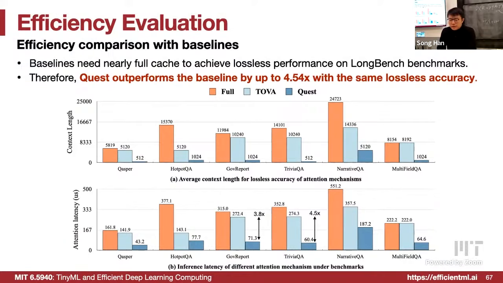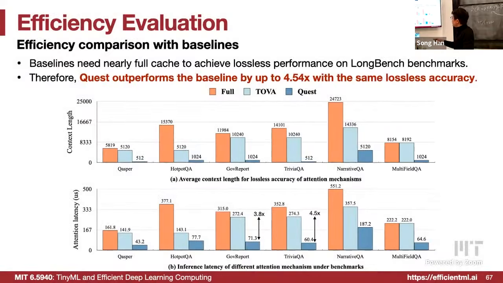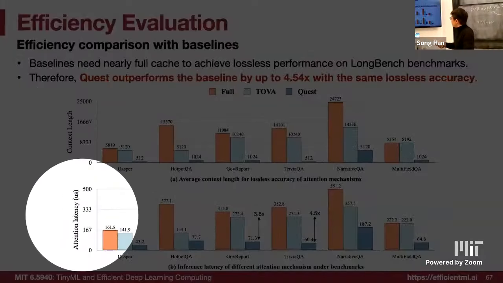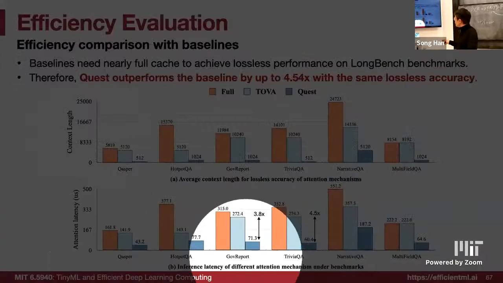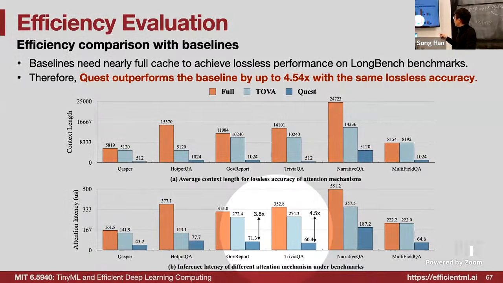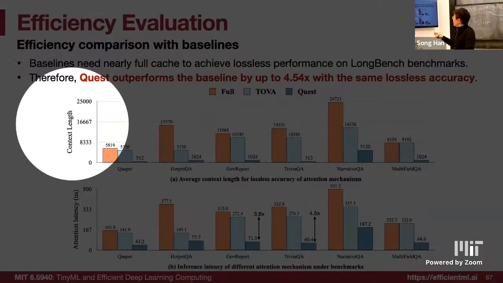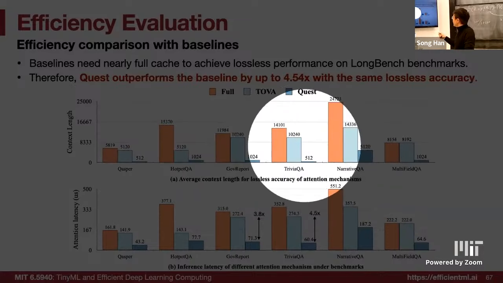So this is more results for efficiency comparison. Baselines need nearly full KV cache to achieve lossless performance, and Quest can use a much smaller KV cache. So this is the average context length. This is the attention latency. Quest is showing the lowest attention latency across different benchmarks and requires the lowest context length budget compared with baseline methods like full attention, TOVA, and others.